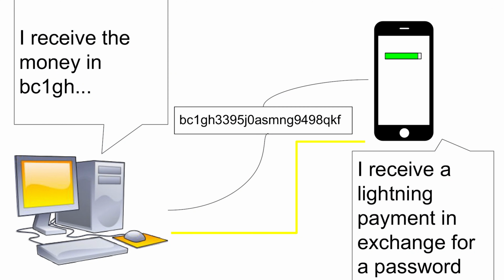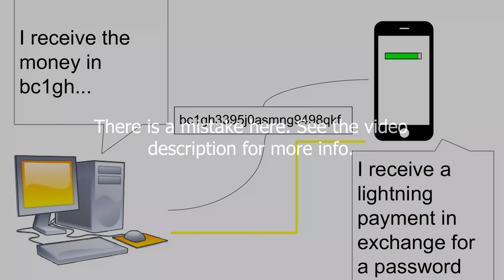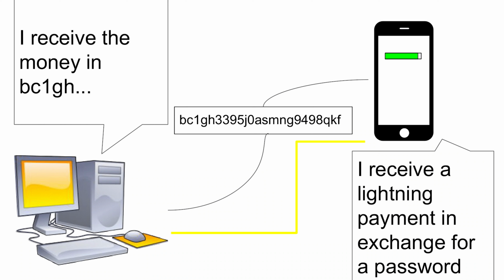If you use a Lightning wallet that supports layer swaps, can someone figure out who ultimately received the money just by looking at the transaction on a blockchain explorer? No. They can see that you deposited money to a swap address, but that address might be yours or it might be the swap provider's, and that all depends on whether or not you give the password to the swap provider in exchange for a Lightning payment. That password is not something that goes on the blockchain. So if you're just looking at the blockchain, you don't know who owns that address.